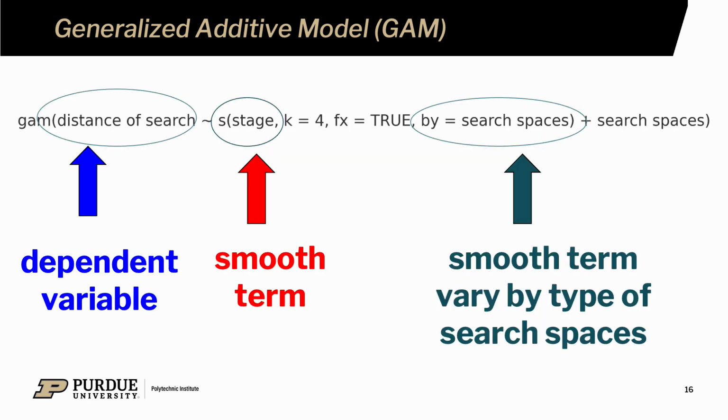The dependent variable is the distance of search, ranging from a scale of 0 to 1. The GAM includes a smooth term for the stage variable to capture potential nonlinear relationships. Essentially, this means that the model can better represent complex patterns in the data that a simple linear approach might miss. The by argument allows the smooth term to vary by the type of search spaces, whether visual or non-visual search spaces, essentially capturing the variability introduced by different types of search spaces across time.